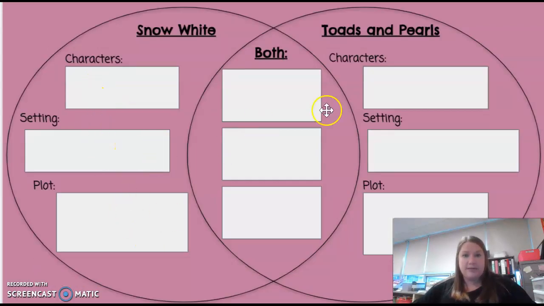So, there are already boxes shown for you here that you need to fill in. Characters of Snow White, the setting of Snow White, or where it took place, and the plot of Snow White shall be in these three boxes. For the story Toads and Pearls, you need to write all the characters here, the setting here, and the plot here. I want you to find three similarities between both stories of Snow White and Toads and Pearls.